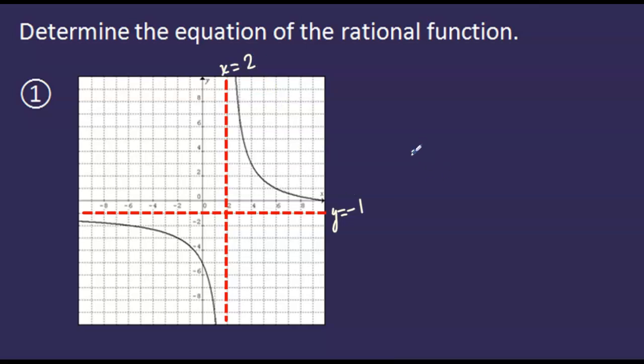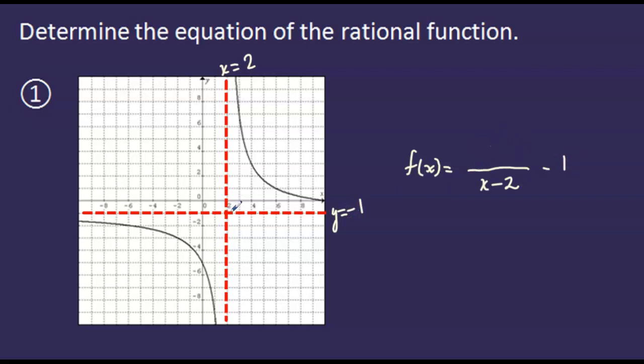So we can start off by saying f of x is equal to, and put our restrictions into the equation. So for the denominator, we'll have an x minus 2, so that when we plug 2 into the equation, we'll see we get that 0 in the denominator. And then -1 at the end of the equation, which represents the horizontal asymptote.